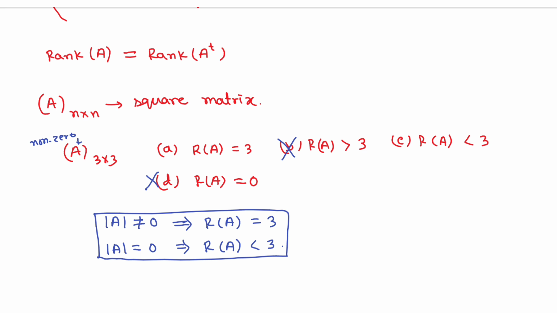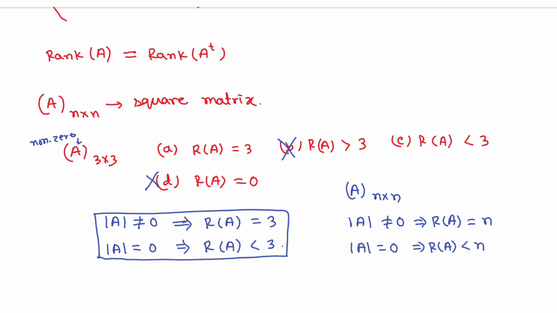And if the determinant is not equal to 0, you can say the rank of the matrix will be full rank. So obviously if A is an n by n square matrix and determinant of A is not equal to 0, this implies rank of A equals n. And if determinant of A equals 0, then obviously rank of A is less than n. Clear?